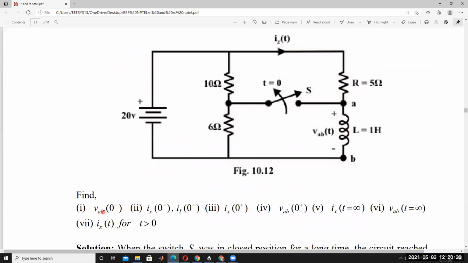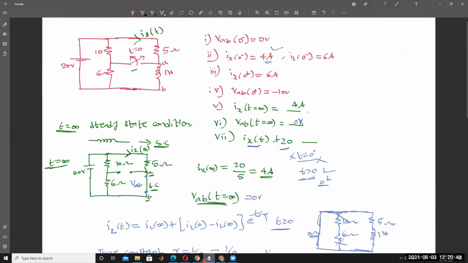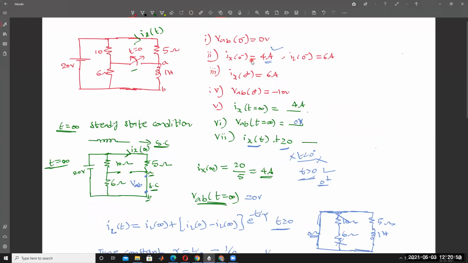So VAB of 0 minus. VAB of 0 minus means under the switch closed condition, it will be short circuit under steady state condition, from minus infinity. That's why VAB of 0 minus is equal to 0. Okay. And then Ix of 0 minus. Here it is closed, it is short circuited, and then 20 divided by 5 is nothing but 4. So that is Ix of 0 minus.